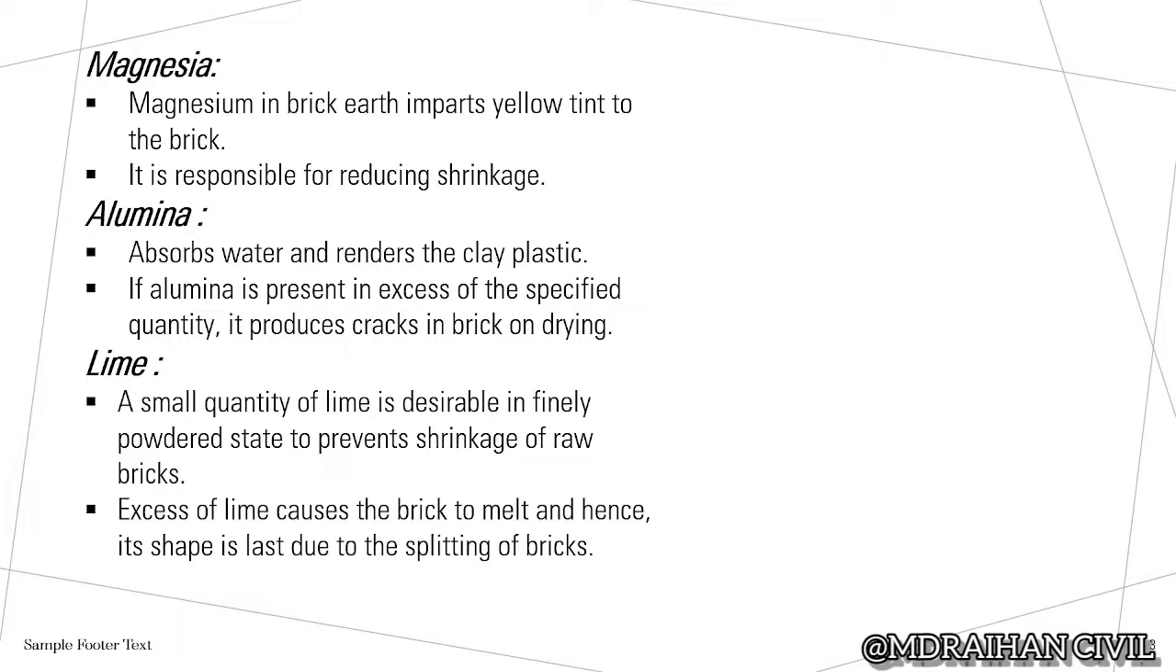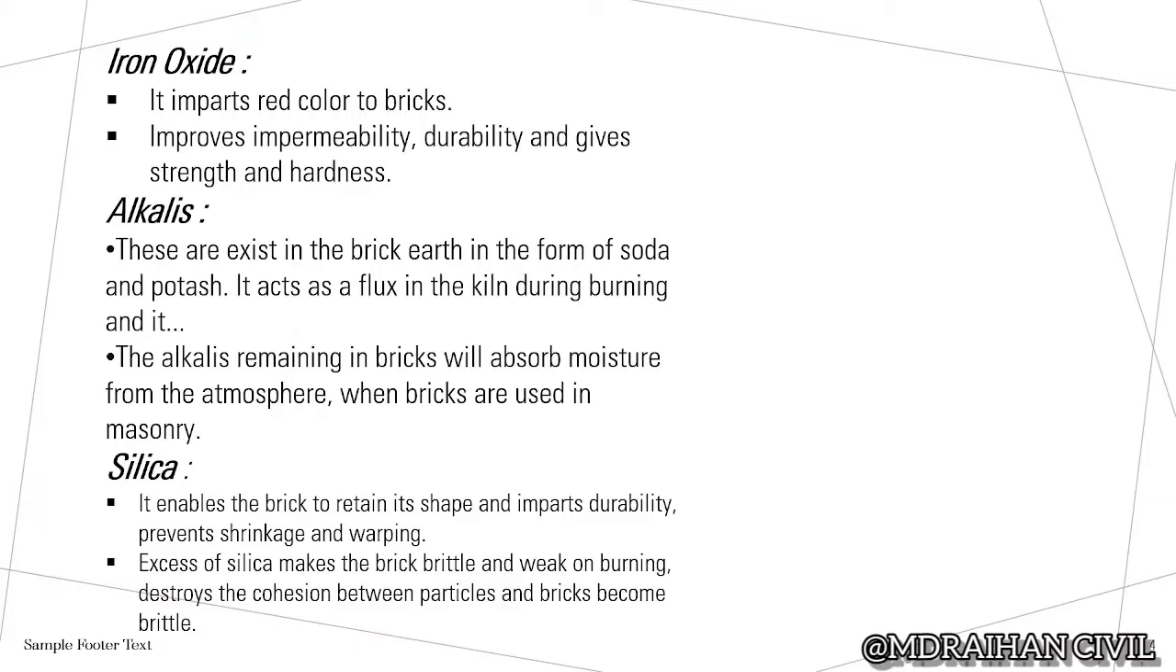Lime. A small quantity of lime in a finely powdered state is desirable to prevent shrinkage of raw bricks. Excess of lime causes the brick to melt, and hence its shape is lost due to the splitting of bricks. Iron oxide. It imparts red color to bricks, improves impermeability and durability, and gives strength and hardness.